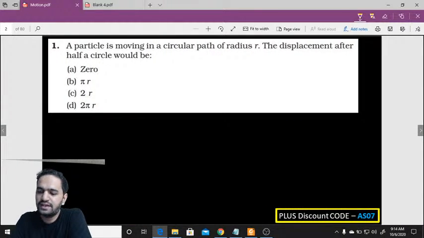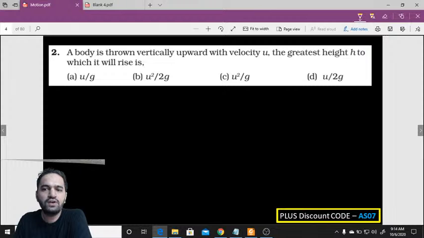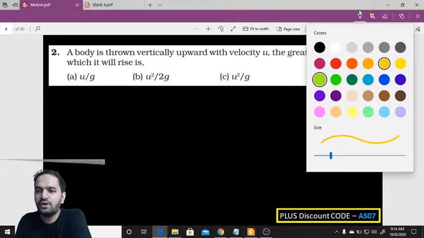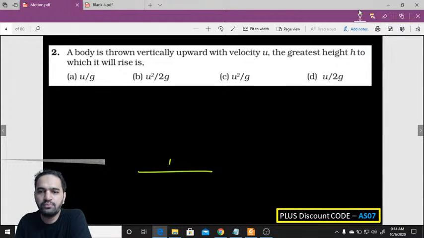Second question, this one. A body is thrown vertically upward with velocity u. The greatest height h to which it rises will be. They are asking, a body has been thrown upward. Some person has thrown a body upwards with upward velocity u. And the greatest height h to which it will rise is. They are asking what is the height, what would be the displacement.